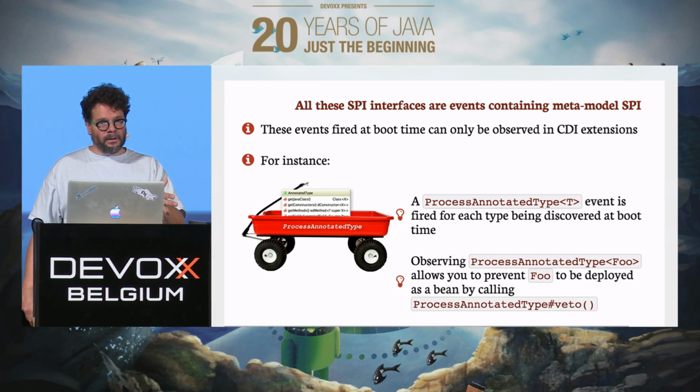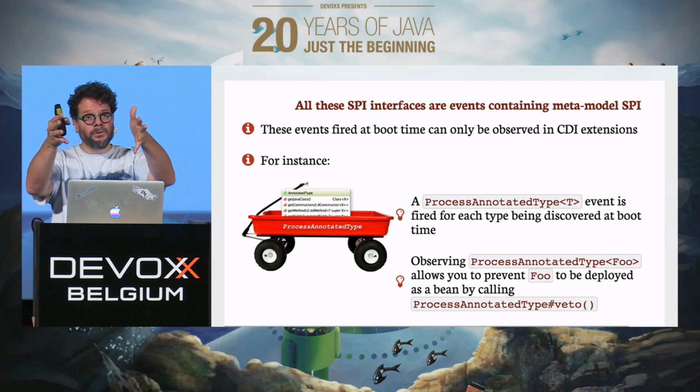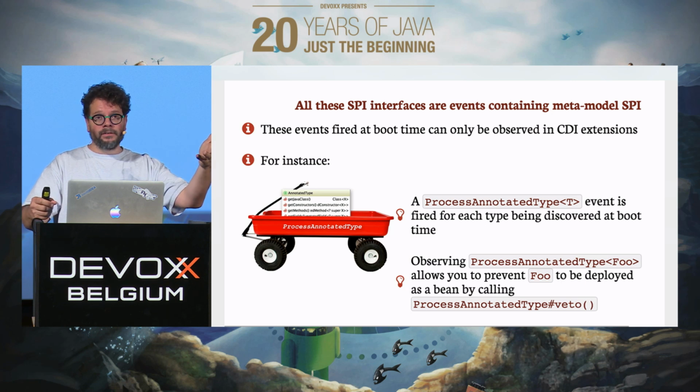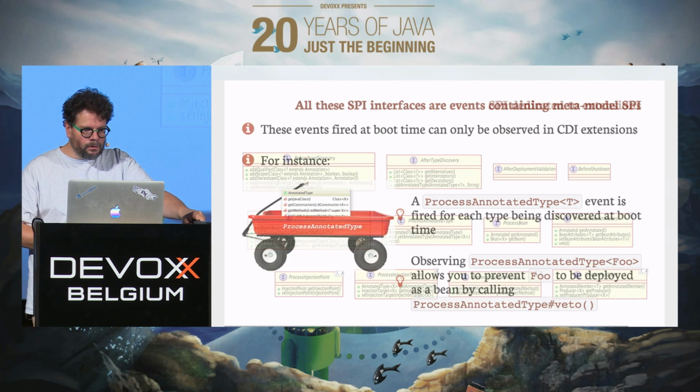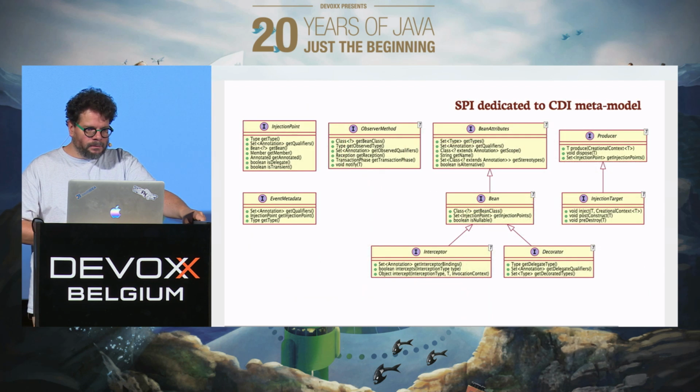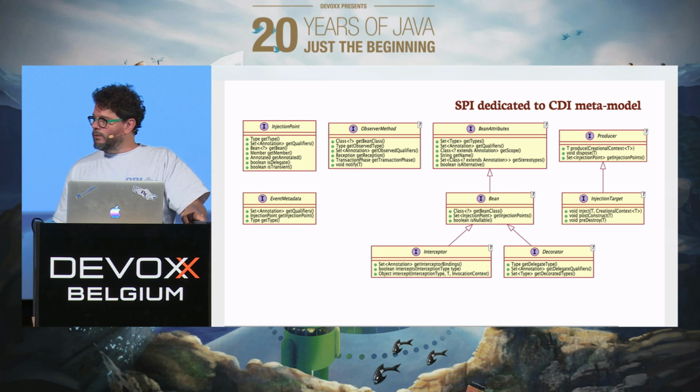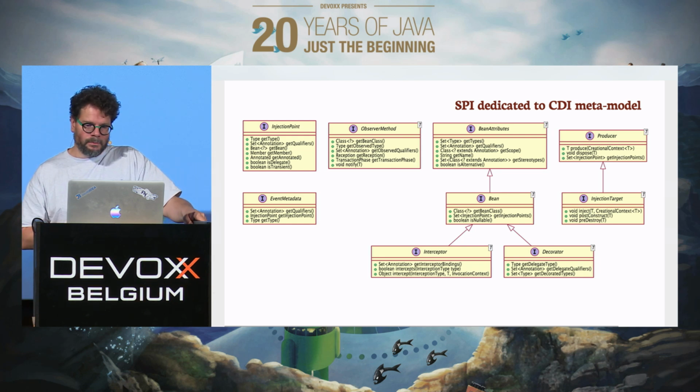vehicle for metadata. So for instance, the ProcessAnnotatedType is a way to bring to you a given annotated type. So you can observe the event to get the information linked to the event, so the annotated type, and change the nature of this metadata. So if we go back very quickly to the CDI meta model, I think that for your use case, we can use the ObserverMethod SPI interface and use it to register a new observer at boot time.